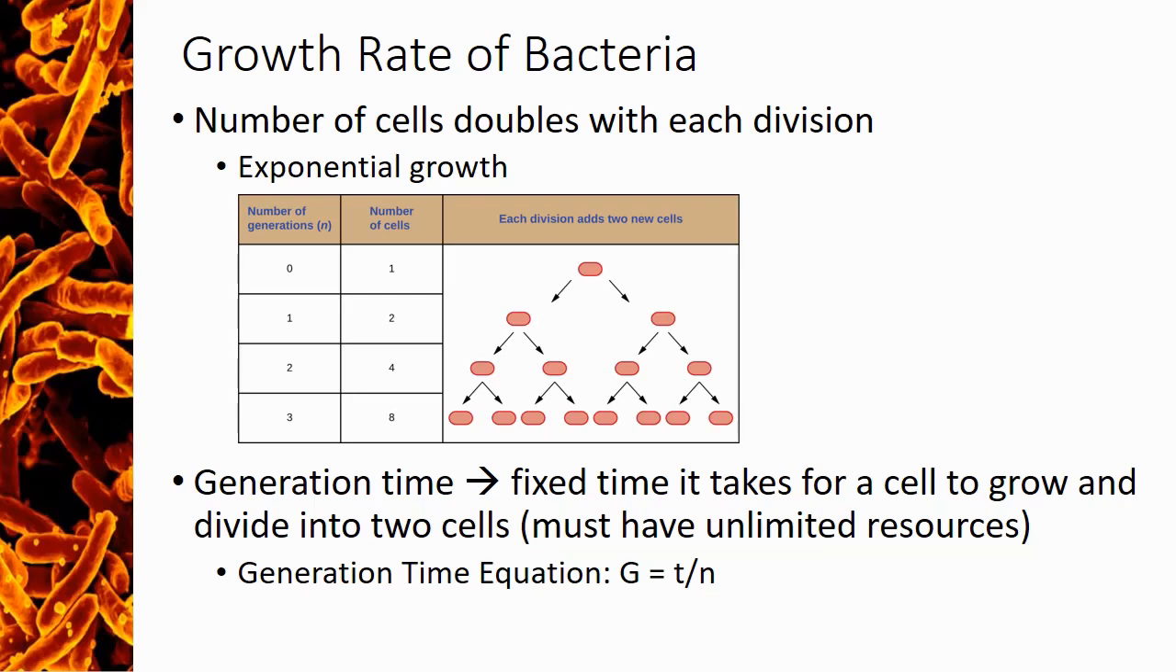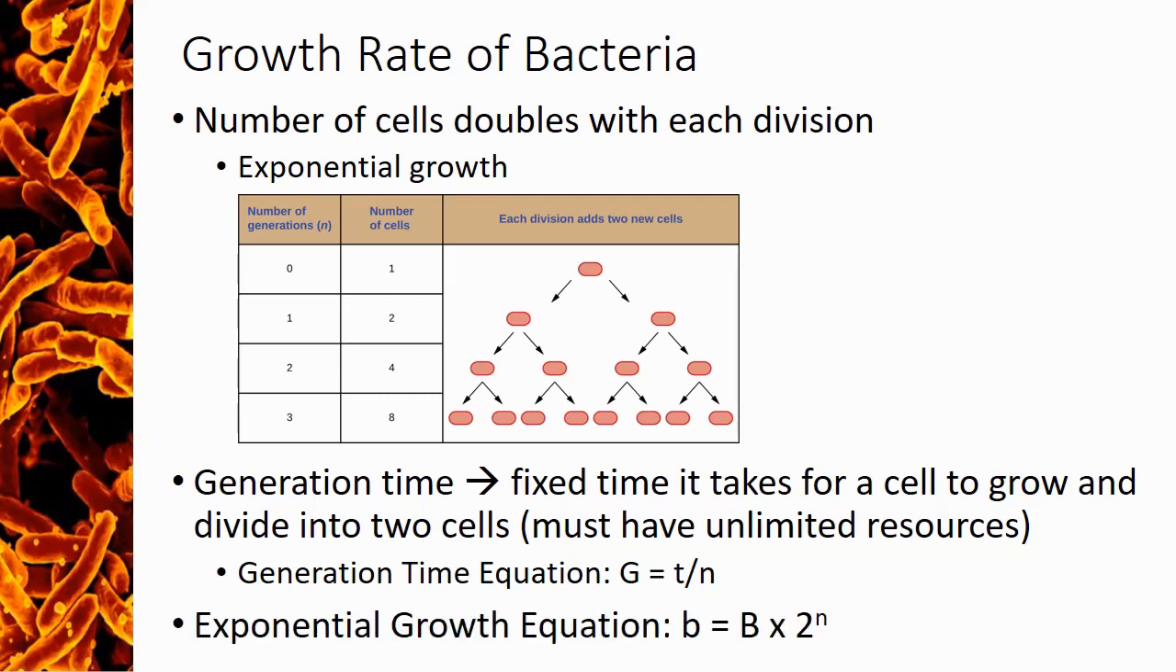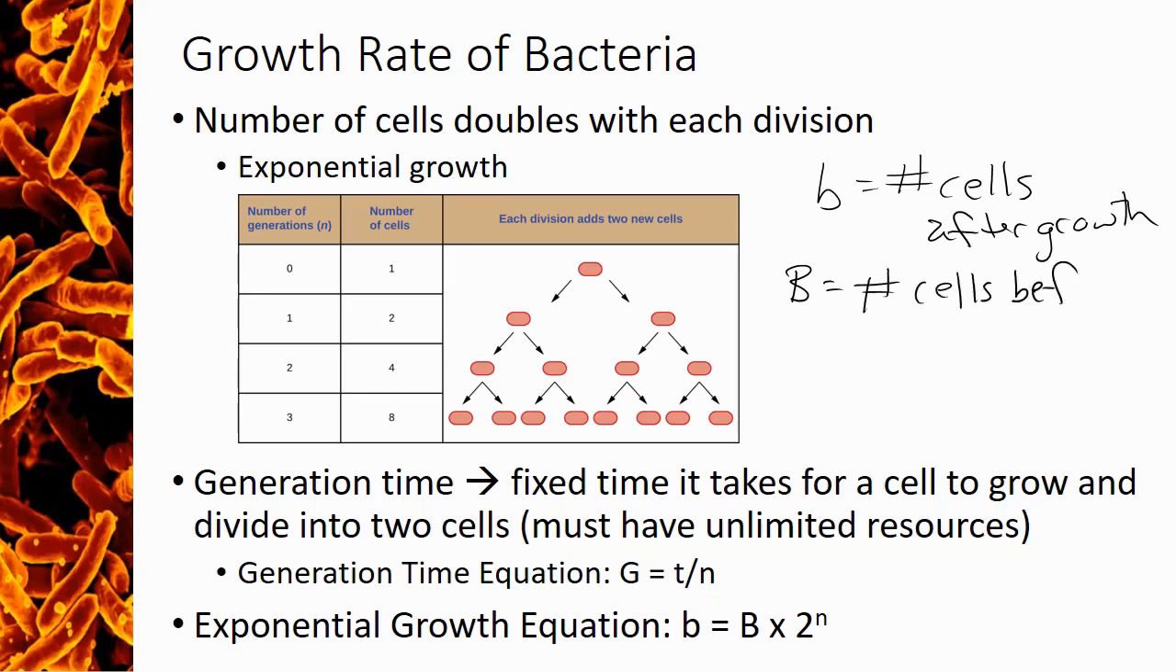Because a specific species of bacteria will grow at a set rate, you can actually calculate how many cells will be in your culture after a given period of time. This is done by using the exponential growth equation, which is seen here, where little b equals the number of cells after growth, big B is your number of cells before growth, and then again, n is the number of generations.